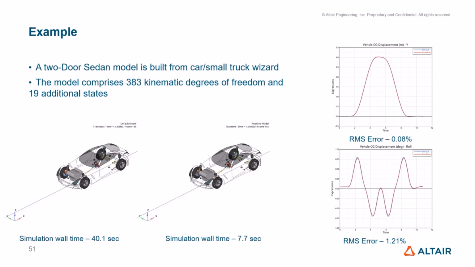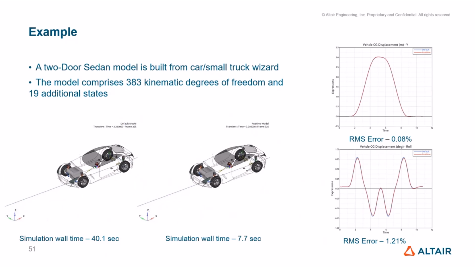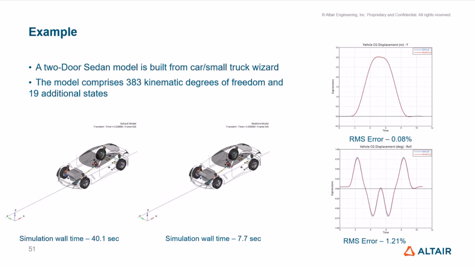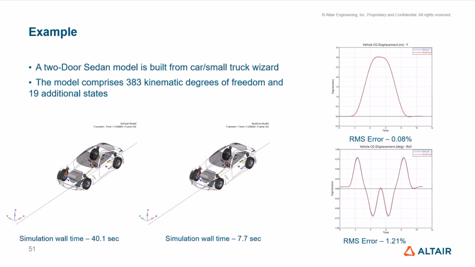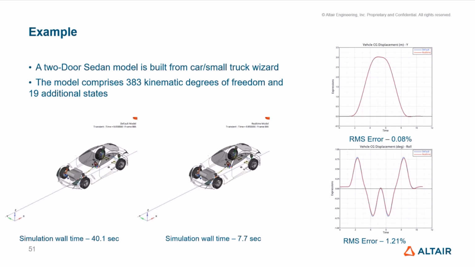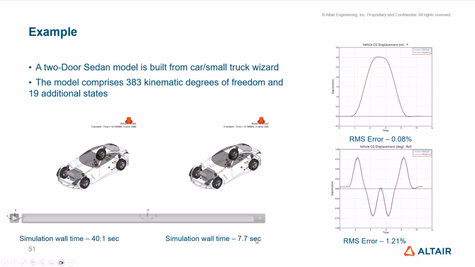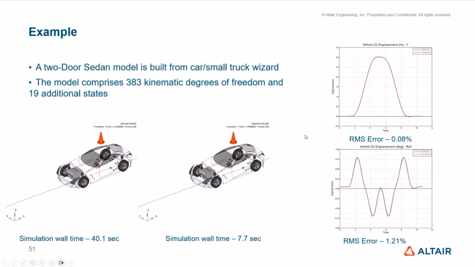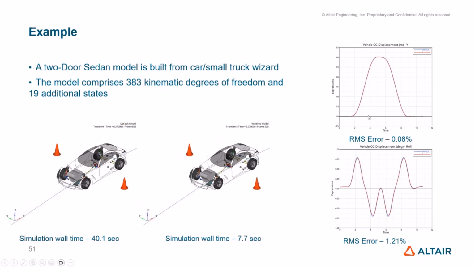So here is an example of the two-door sedan model from the car truck wizard. The model has 383 kinematic degrees of freedom and 19 additional states. The original model was taking 40.1 seconds. With real time, the simulation wall time was 7.7 seconds for the end time of 10.79 seconds. And you can see the animation is line on line. I've added a few plots, which are the vehicle CG Y displacement and the roll.